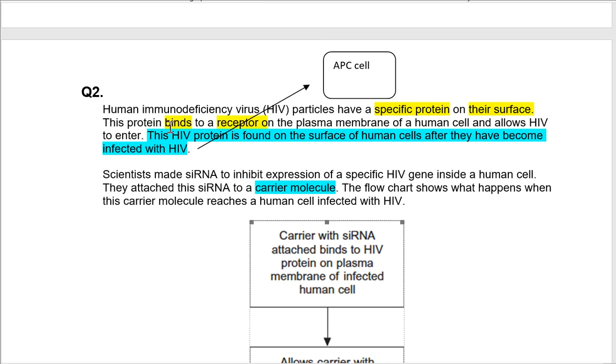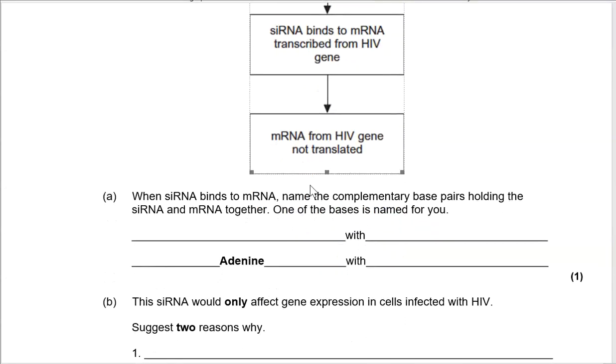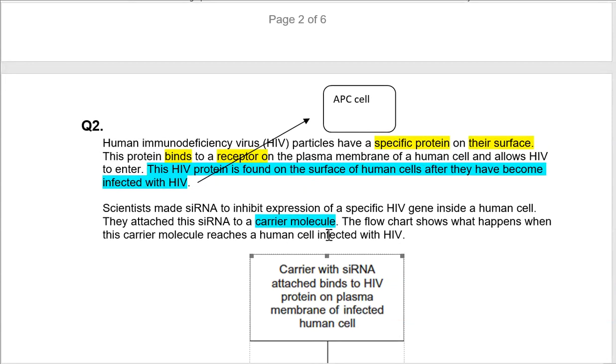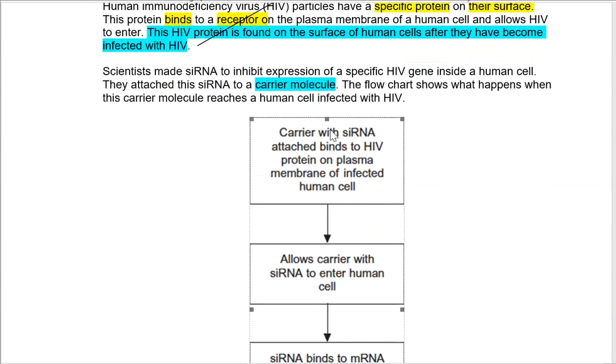This is quite a nice text, but it draws in different disciplines. You have to have a good understanding of HIV. You have to understand proteins and receptors, they love to stick to each other. You have to understand how HIV infects the human body, and siRNA and carrier molecules. This is the flowchart.